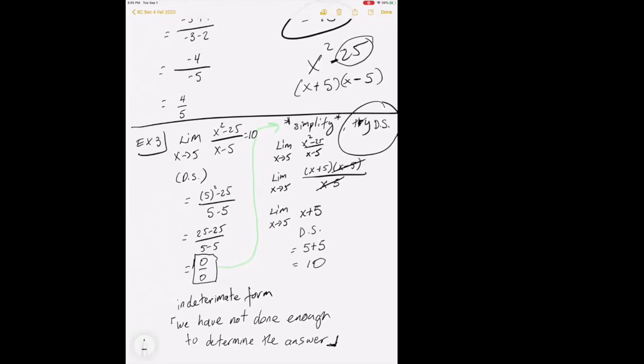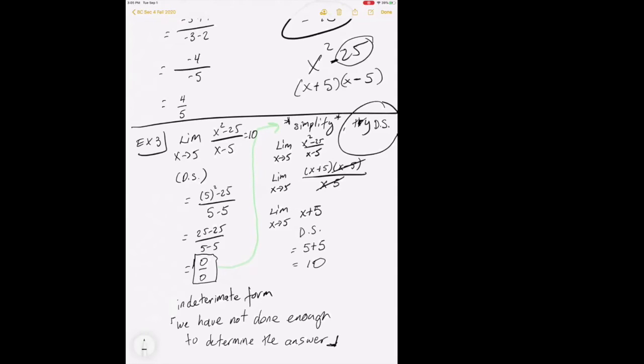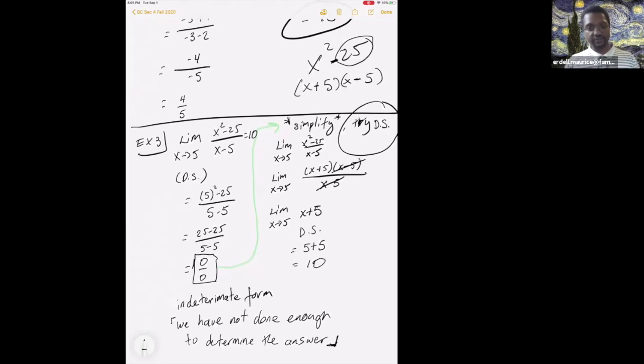Okay, so now I have another question. Would both forms of answers be sufficient, so the 0 over 0 indeterminate form and 10, or will you only accept 10? Only 10. Indeterminate form says what? It says you're not finished the problem, literally. You have not done enough to get the answer. So clearly you're not finished.